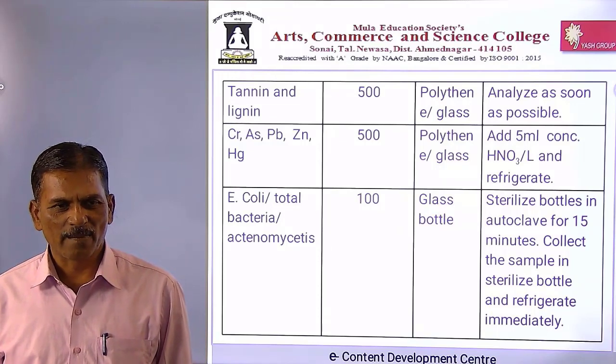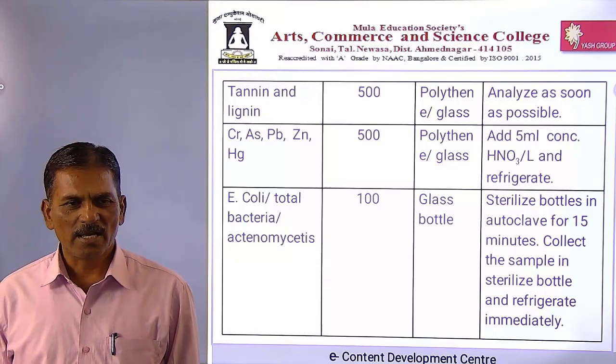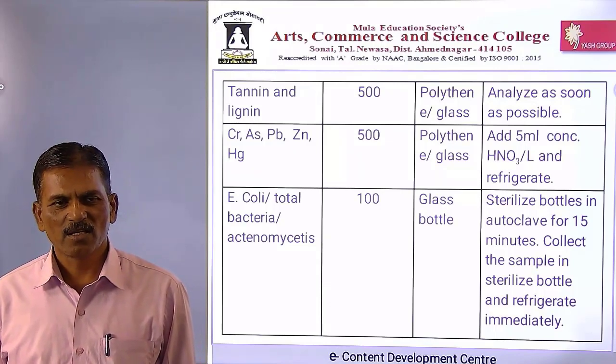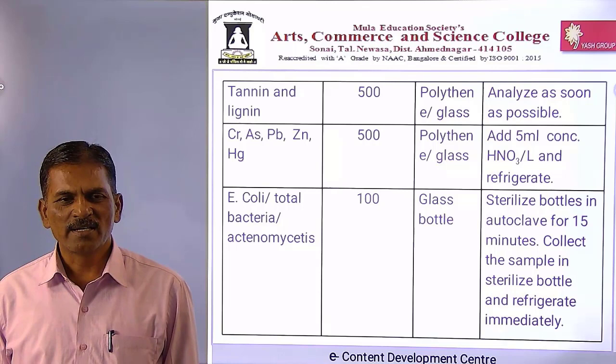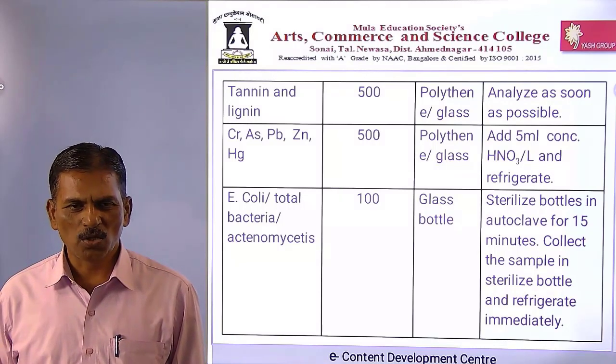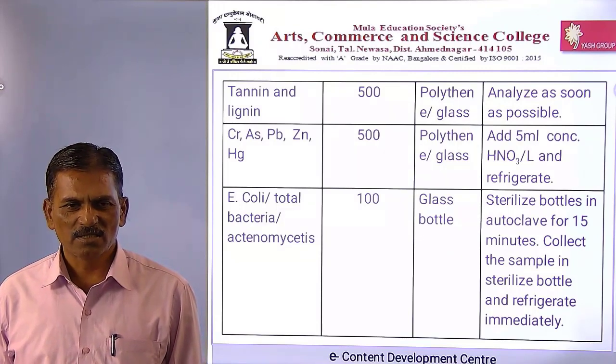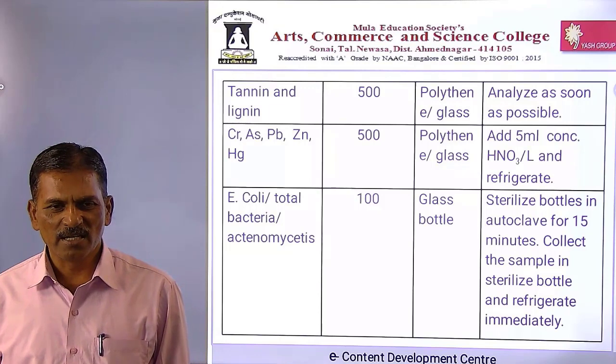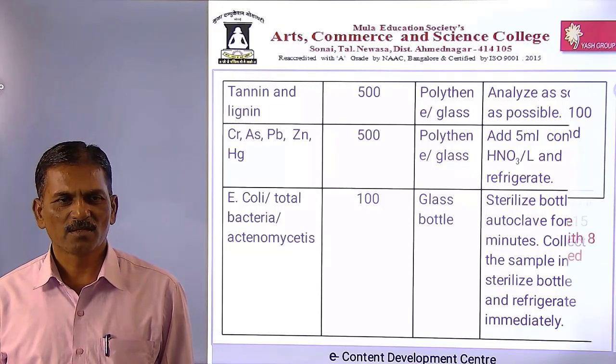E. coli bacteria or total bacteria and actinomycetes. Sample is 100 ml. Container is a glass bottle. Sterilize the bottle in an autoclave for 15 minutes. Then collect the sample in the sterilized bottle and refrigerate immediately.